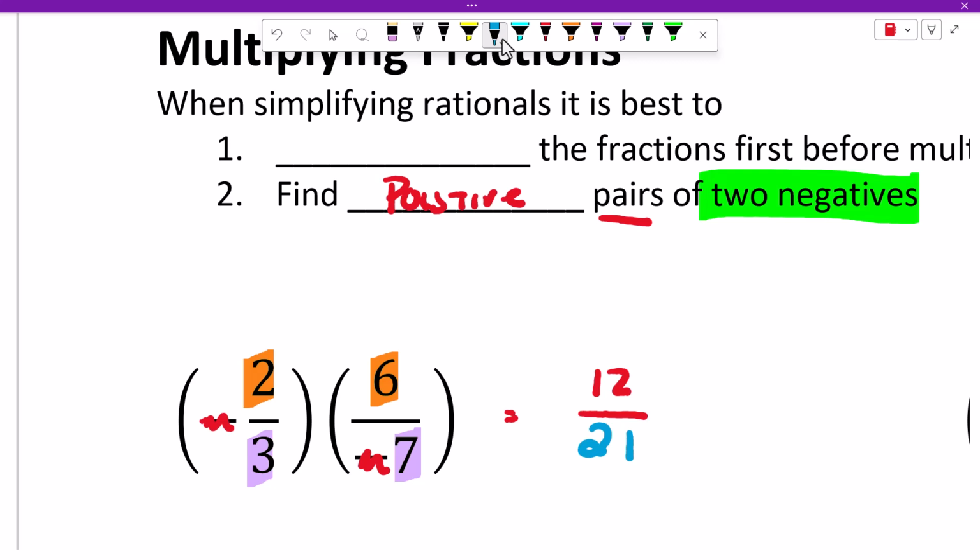Then you get your answer and you make it smaller. You go, okay, what can fit in the top and the bottom to make this smaller? 12 over 21. Is there a number that can divide to make it smaller? 3. So we went like this. Divide by 3. Divide by 3. You end up with 12 divided by 3 is 4. 21 divided by 3 is 7.